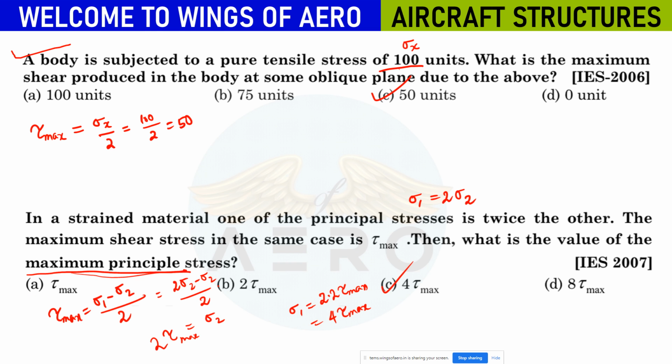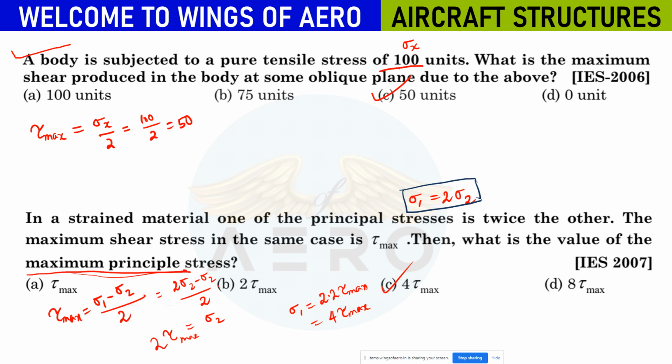See, here they have given the principal stresses. Principal stresses means what? Either sigma 1 or sigma 2. So one of the principal stresses is twice the other one. Let me consider sigma 1 equals twice of sigma 2. Now they have given tau max. Tau max we know, tau max equals (sigma 1 minus sigma 2) by 2.